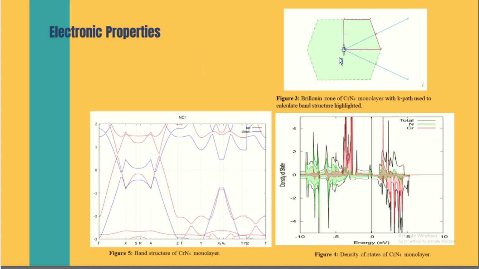Next, we move to electronic properties. In figure 3, we represent the first Brillouin zone, and the key path used to calculate the band structure is highlighted. According to the density of states represented in figure 4, this material is a metal and exhibits magnetic behavior. We can see that the density of states at the Fermi level is asymmetrical, so it is a magnetic material.